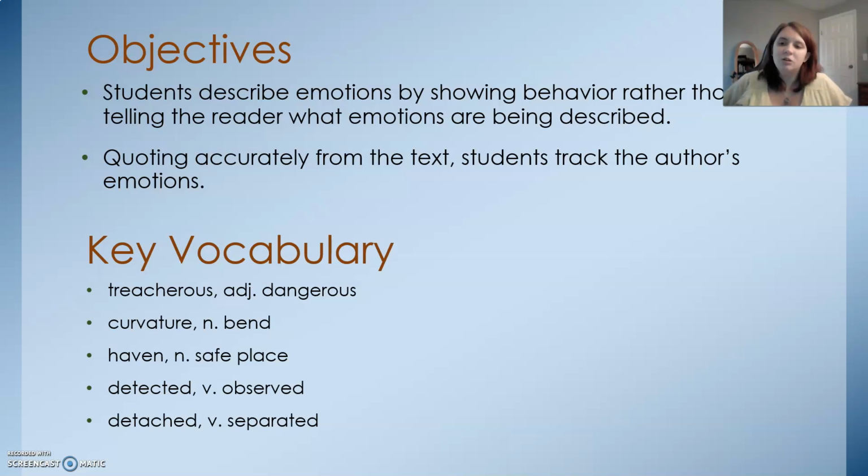Some vocabulary we're going to do today: treacherous, which means dangerous. Curvature is a bend. Haven, safe place. Detected is observed, and detached is separated.